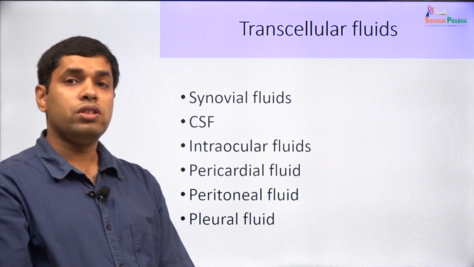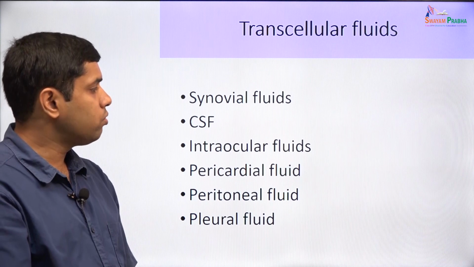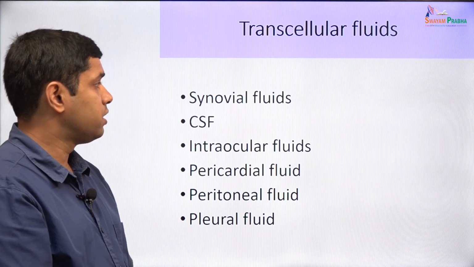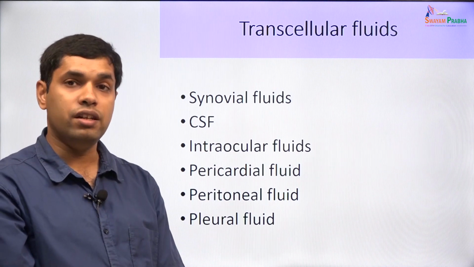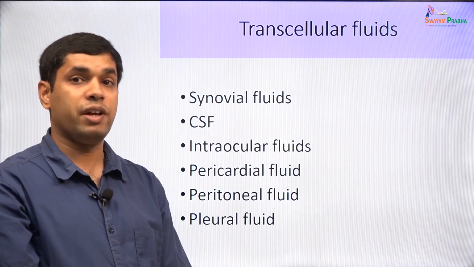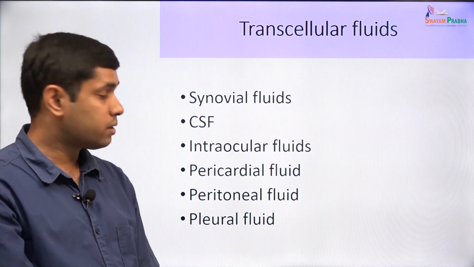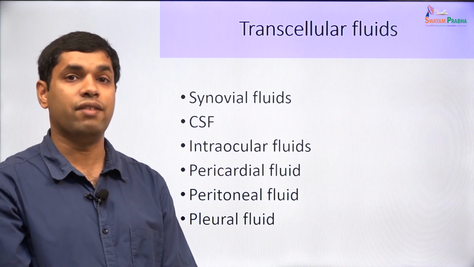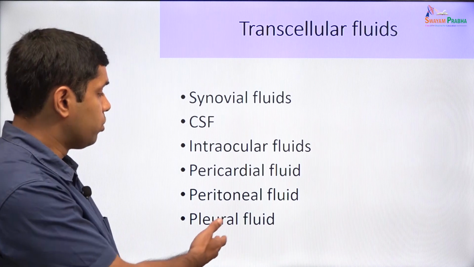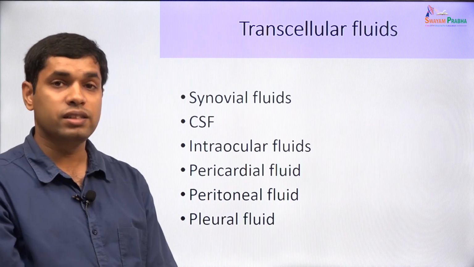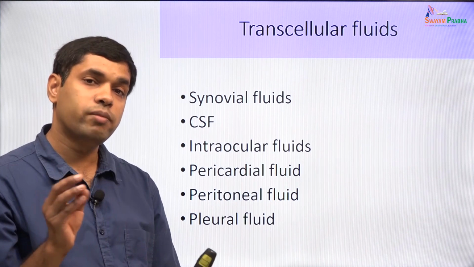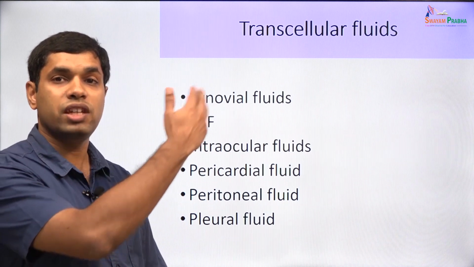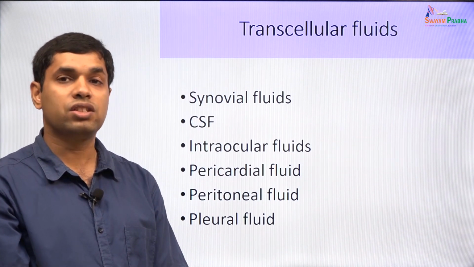There is also something called transcellular fluids. Now, these are fluids that are present in different body spaces, such as the synovial fluid in the joint spaces, the cerebrospinal fluid which is there in the ventricles, the fluids within the eye, that is the intraocular fluid, the fluid in the peritoneal cavity, the fluid in the pleural space, the fluid in the pericardial space. So, all these are small amounts of fluid that are present in the small different cavities in the body, and a collective name given to all these fluids is transcellular fluid.